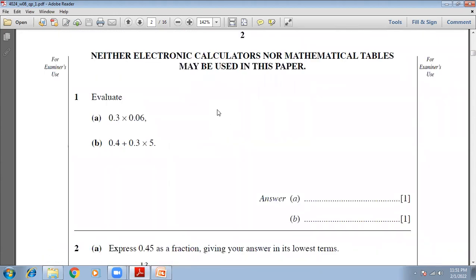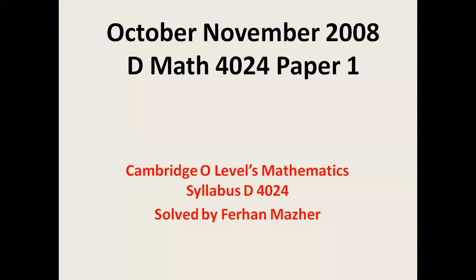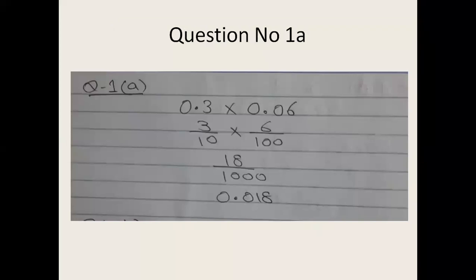Okay, so the first question coming up on your screen, he says evaluate 0.3 multiply 0.06. So if you want to evaluate it, you will remove the decimal. The thing will become 3 by 10 multiply 6 by 100. Let me show you how I do it. So here we go. I will remove the decimal. In the place of the decimal, I will put 1, and after the decimal there is 1 digit, so I will put 10 here. For this decimal, I will put 1 here. After the decimal, there are 2 digits, so I will put 2 zeros here.